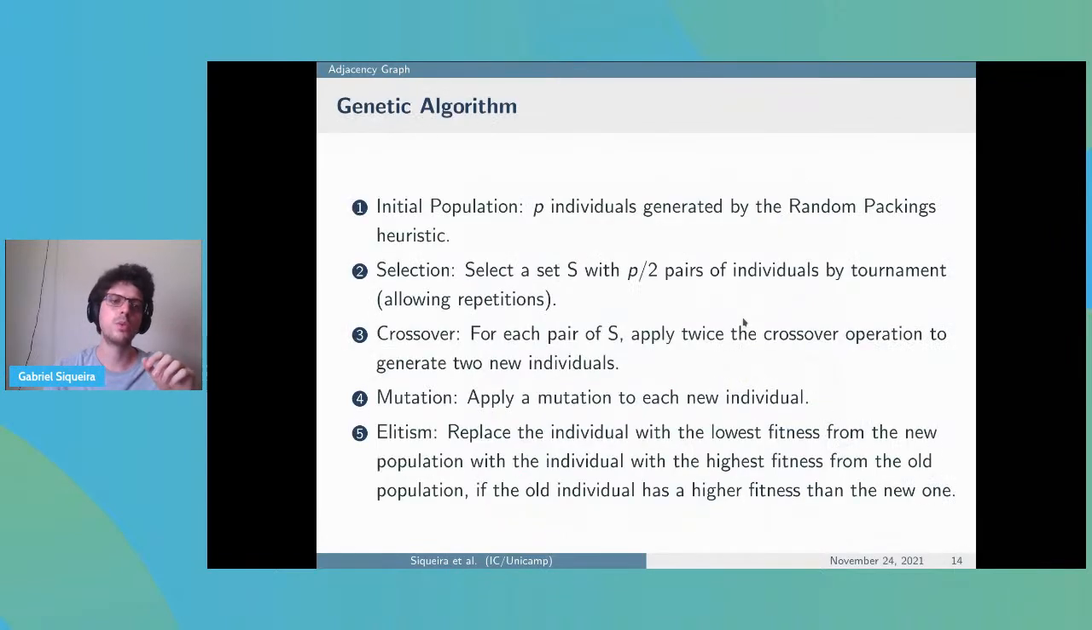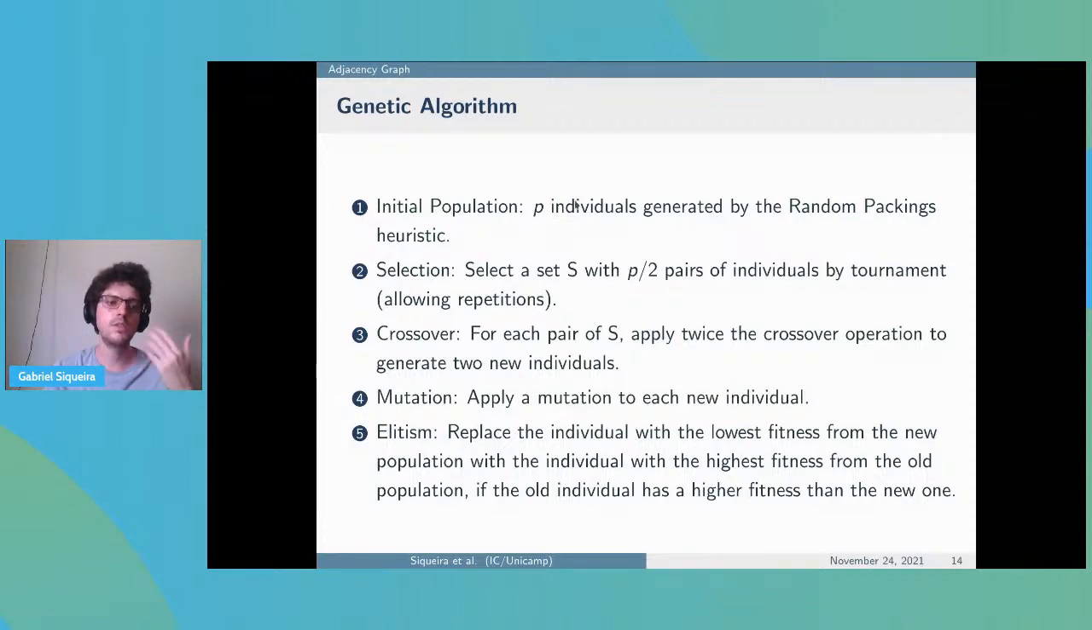The next heuristic is going to be a base. We use this one as a basis, but use some more sophisticated ideas. This is a heuristic based on a genetic algorithm. It's going to start with an initial population of P individuals. Those are going to be generated by the random packing heuristic.